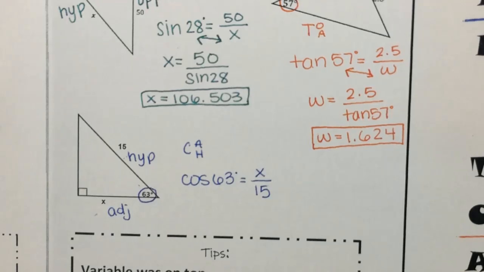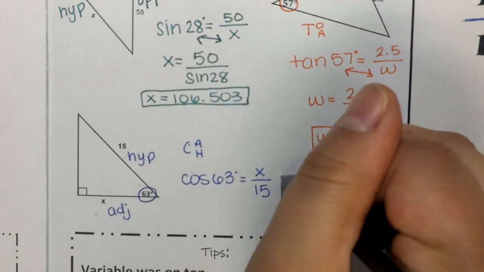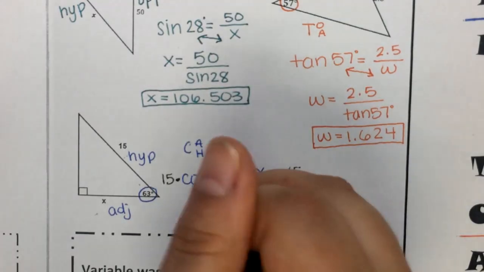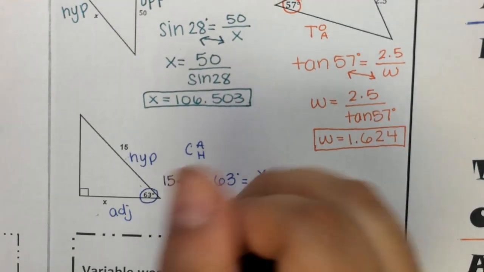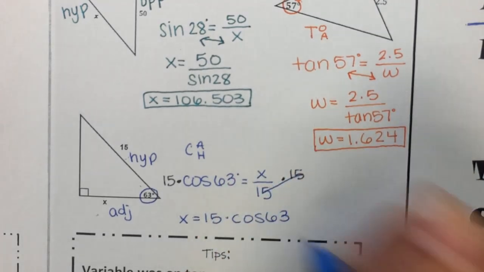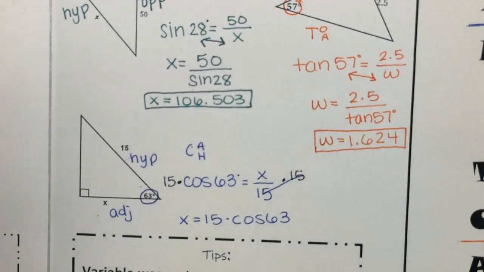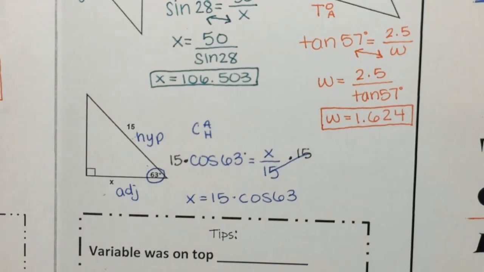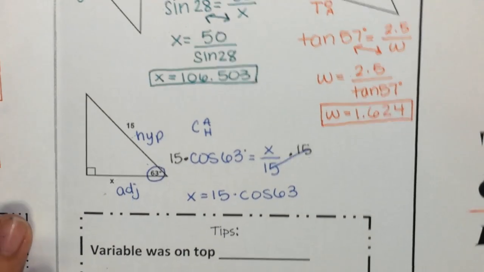X is no longer on bottom. How do I get X by itself? Multiply by 15. And what you do to one side, you do to the other. So X is just 15 times the cosine of 63. If your X is on top, you just multiply the numbers every time. Put that in the calculator. What is 15 cosine of 63?